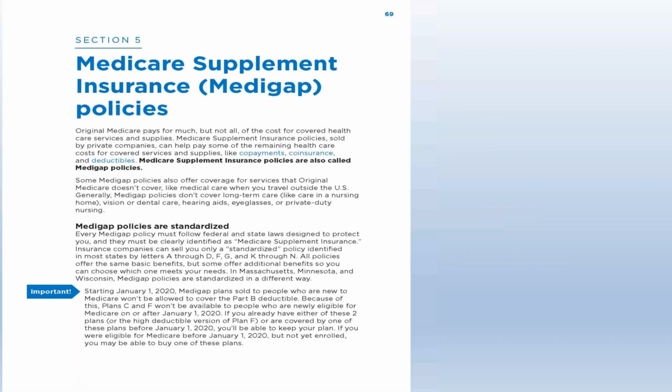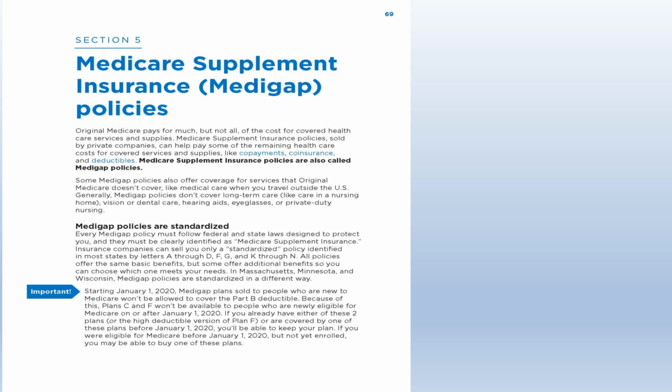Important note here, bottom of the slide, last paragraph. Starting January 1, 2020, Medigap plans sold to people who are new to Medicare won't be allowed to cover the Part B deductible. Because of this, plans C and F won't be available to people who are newly eligible for Medicare on or after January 1, 2020. If you already have either of these 2 plans, or the high deductible version of Plan F, or are covered by one of these plans before January 1, 2020, you'll be able to keep your plan.